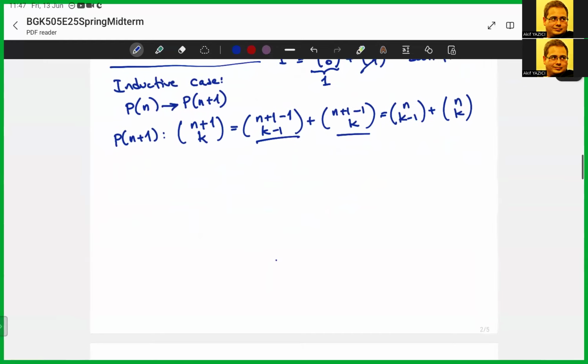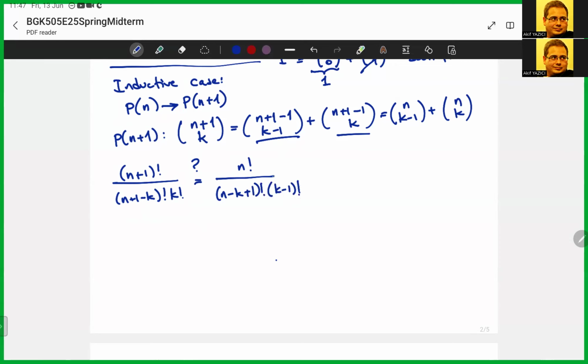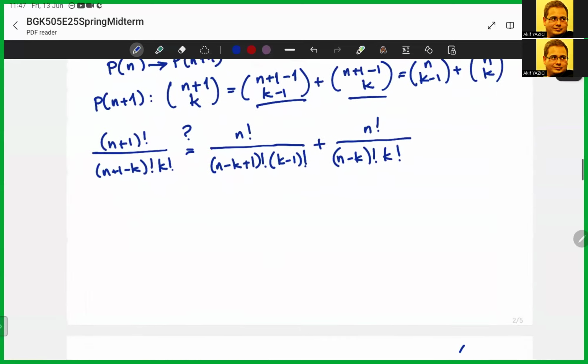Okay, so the left-hand side is n plus 1 factorial divided by n plus 1 minus k factorial, k factorial. Is this equal to n factorial over n minus k plus 1 factorial, k minus 1 factorial, plus n factorial over n minus k factorial, k factorial? So you think if I show this, the proof will be done.